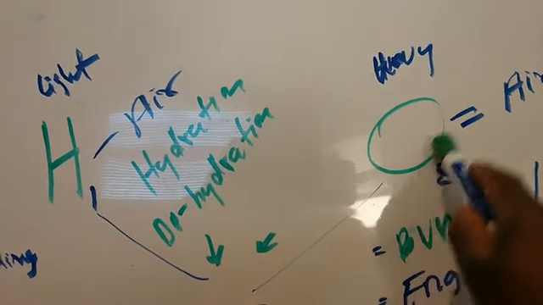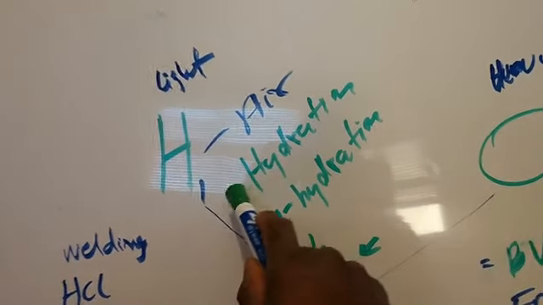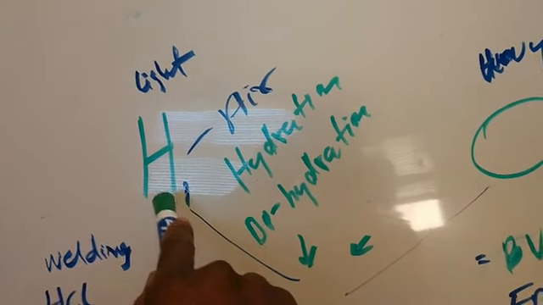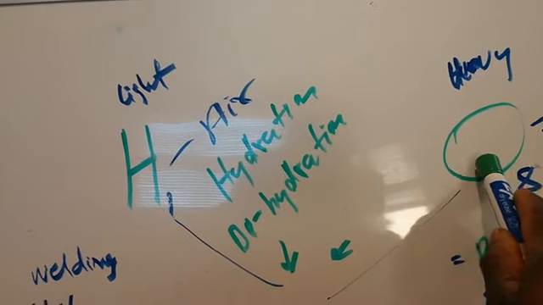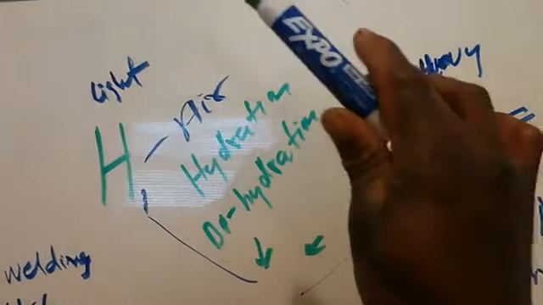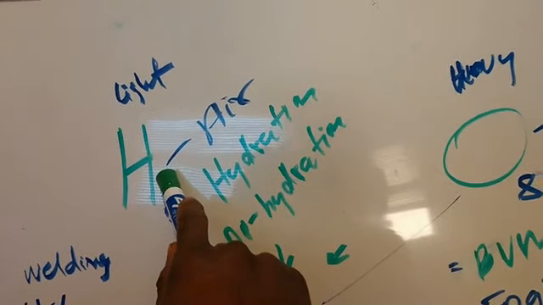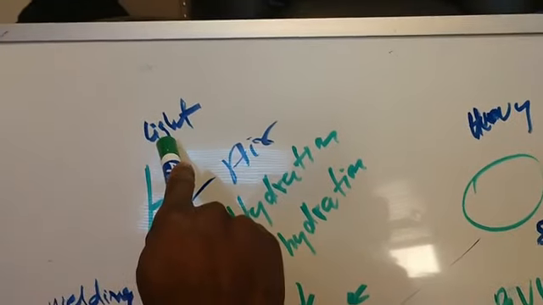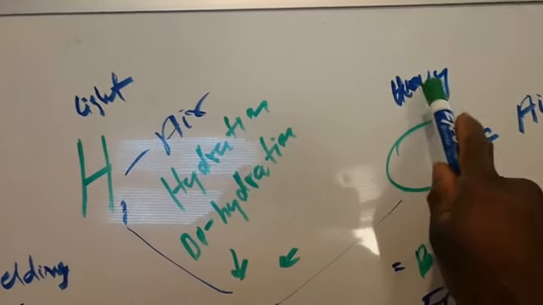O is the symbol for the eighth element, and H is the eighth alphabet, but it is the symbol for the first element. So it's talking about H8O8. You see what I'm saying? Now, you already know that. Hydrogen is more like oxygen, but hydrogen is very light. Oxygen is heavy.